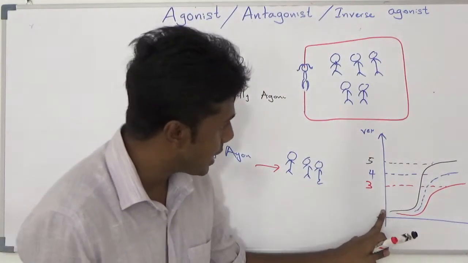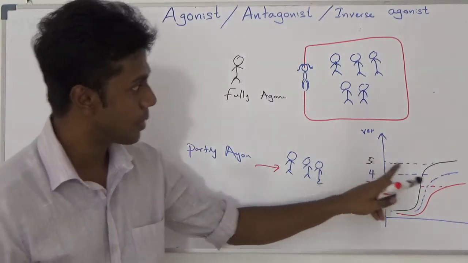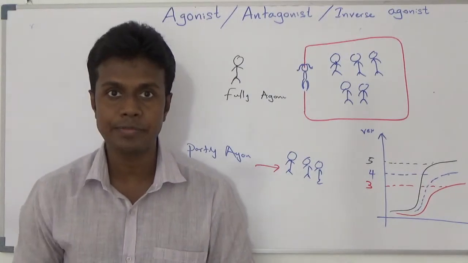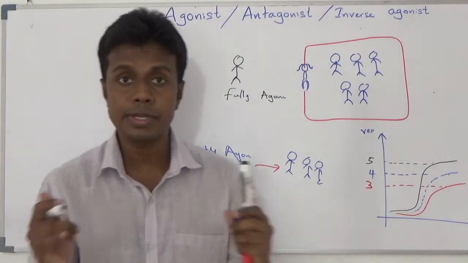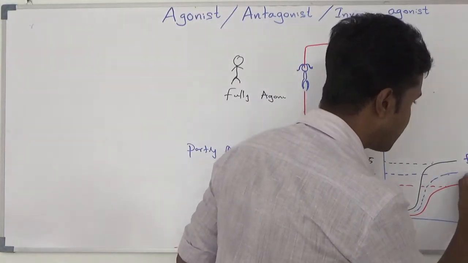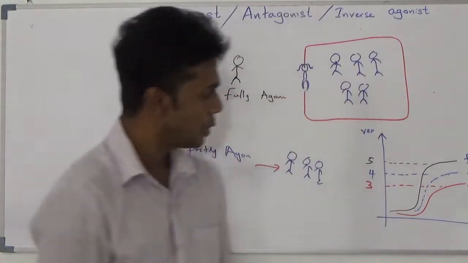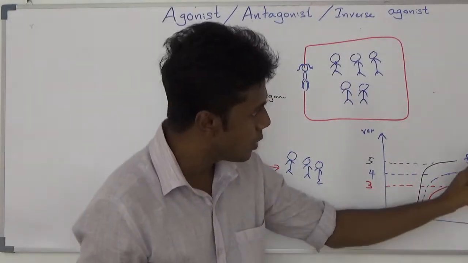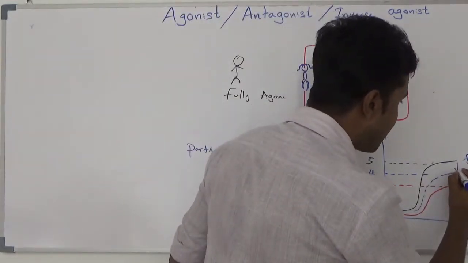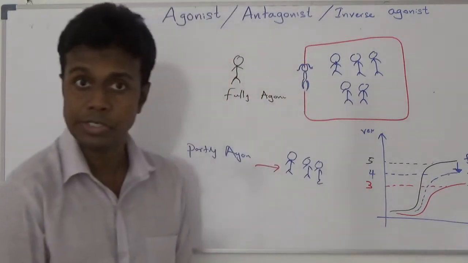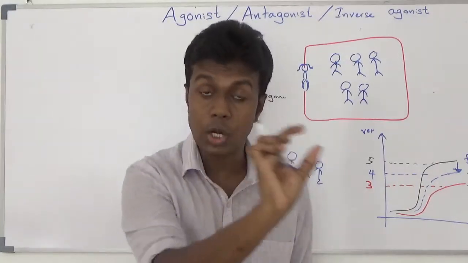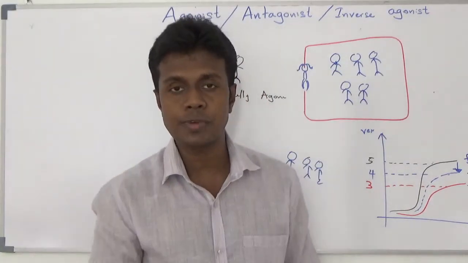3 children with partial agonist, 5 children with full agonist, and 4 children with the mixture of full agonist and partial agonist. This one is full agonist, this one is partial agonist, this one is full plus partial agonist. You can see once I mix full agonist with partial agonist, what happened? The maximum function reduced. That means your partial agonist does not allow the full agonist to do its function.